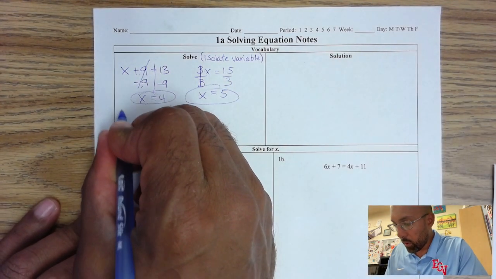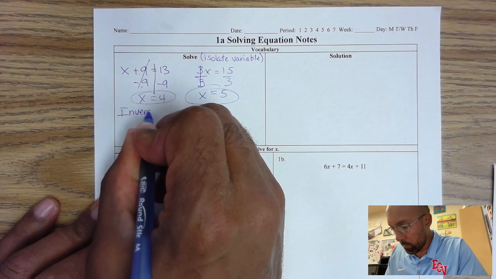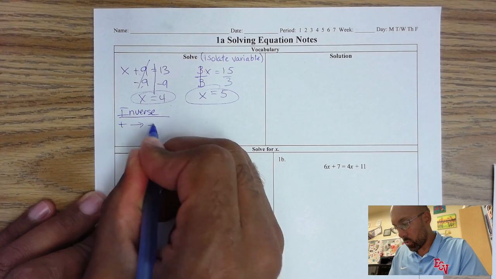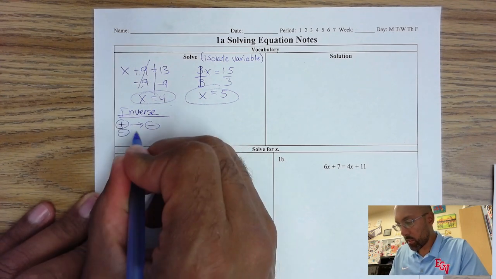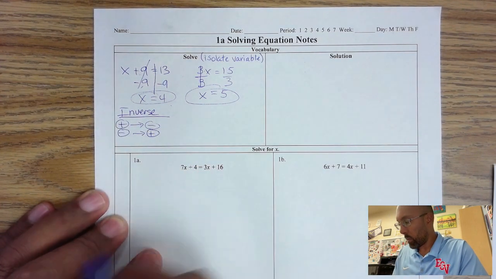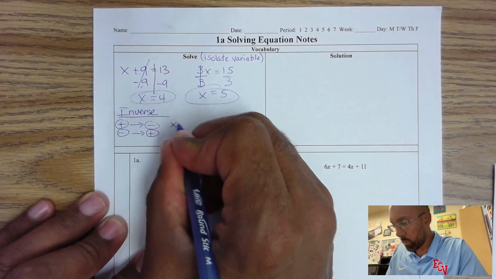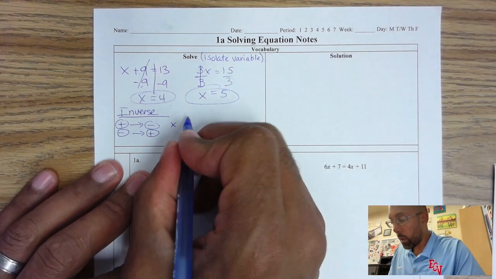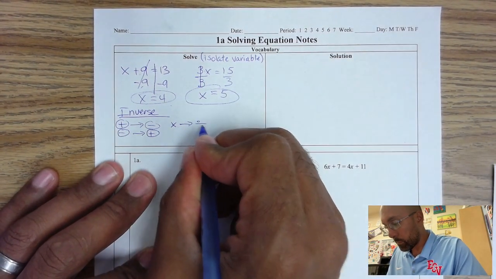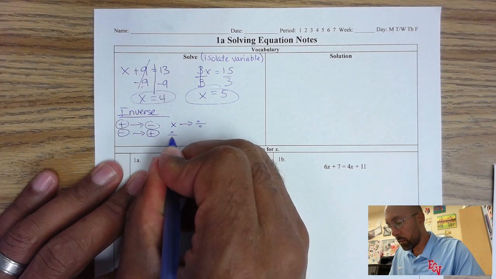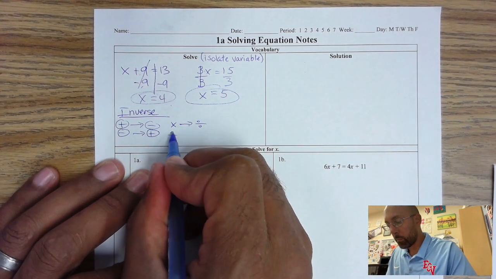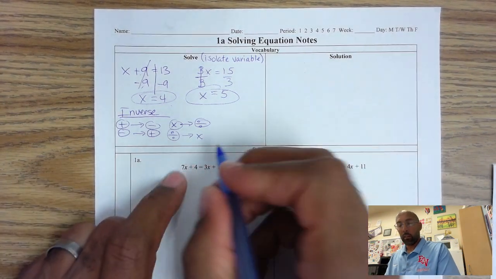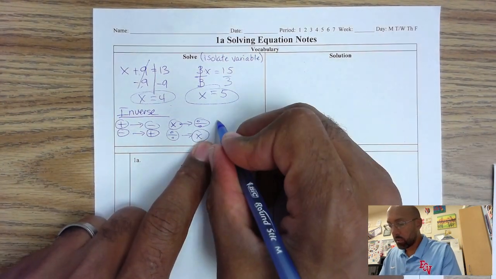So if I start off again, this is called inverse. If I see a plus, that means I'm going to subtract. If I see subtract, then I'm going to add. If I see multiplication, where you have a variable right next to a number, then I'm going to divide. If I see divide, where you might see a number on the bottom, then I'll do again the inverse, which is multiply.